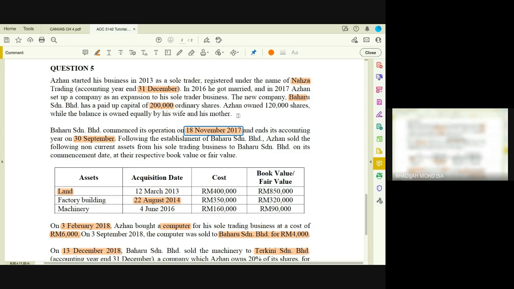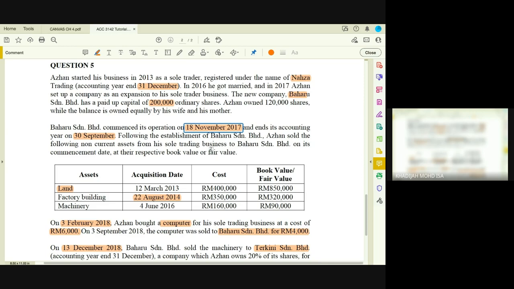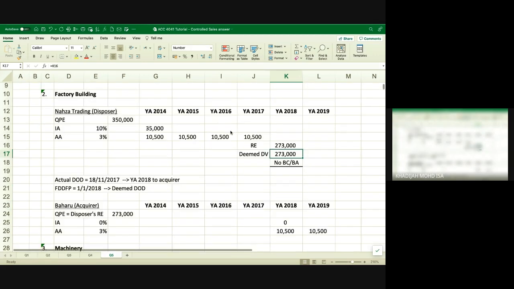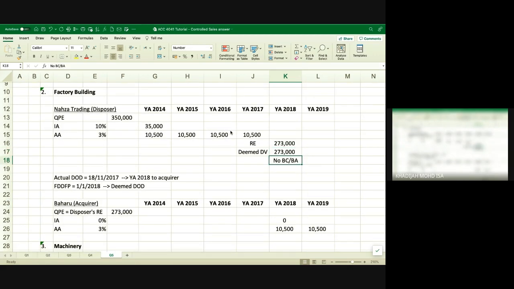When you transfer, this is a controlled transfer. So you have to decide, in this case, 18 November 2017, the asset on commencement date. It means that you sold on the 18th of November to the acquirer, which is Baharu Sdn Bhd, whose year end is 30th September. November 2017 is YA 2018. In other words, Nahza cannot claim in YA 2018 because it's the year of disposal. So whatever your RE is, that is deemed to be the disposal value to the company. Nahza Trading has no balancing charge, no balancing allowance.